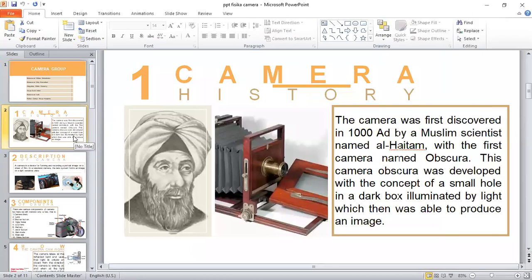Number 1, camera history. The camera was first discovered in 2008 by a Muslim scientist named Al-Haytham with the first camera named Obscura. This camera obscura was developed with the concept of a small hole in a dark box illuminated by light which then was able to produce an image.